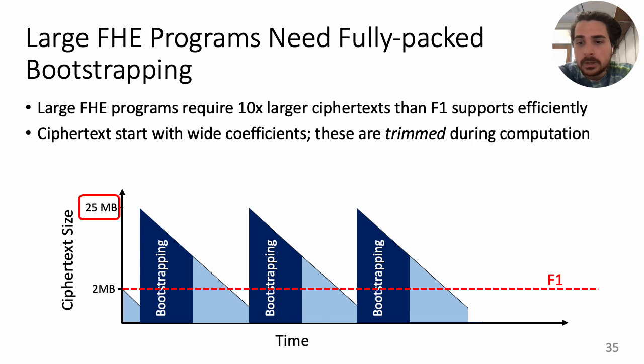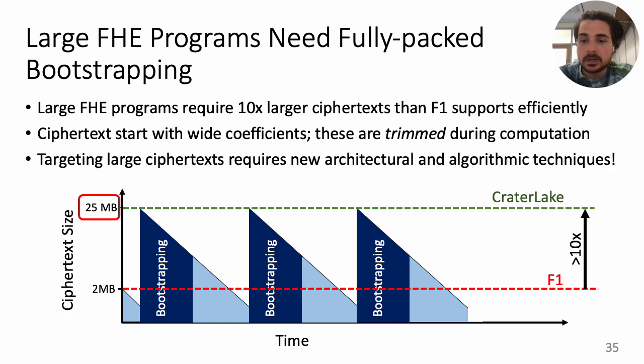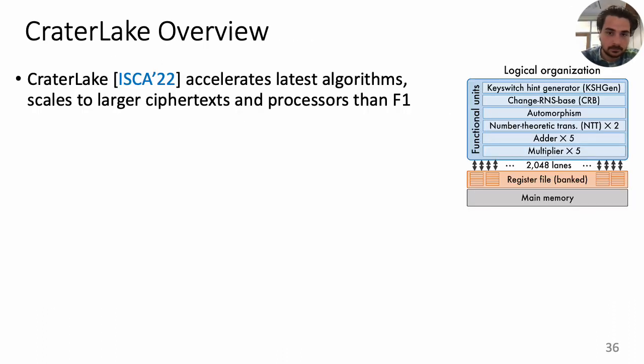Therefore, F1 supports well only those programs that are shallow enough to not require bootstrapping. Note that the y-axis here shows the footprint of a single ciphertext, and getting good operand reuse may require storing many of them on chip. By supporting sufficiently large ciphertexts, Crater Lake enables acceleration of arbitrarily deep FHE programs. Targeting these large ciphertexts requires new architectural and algorithmic techniques. By adopting the latest FHE algorithms, the Crater Lake architecture scales to larger ciphertext and die areas than F1.